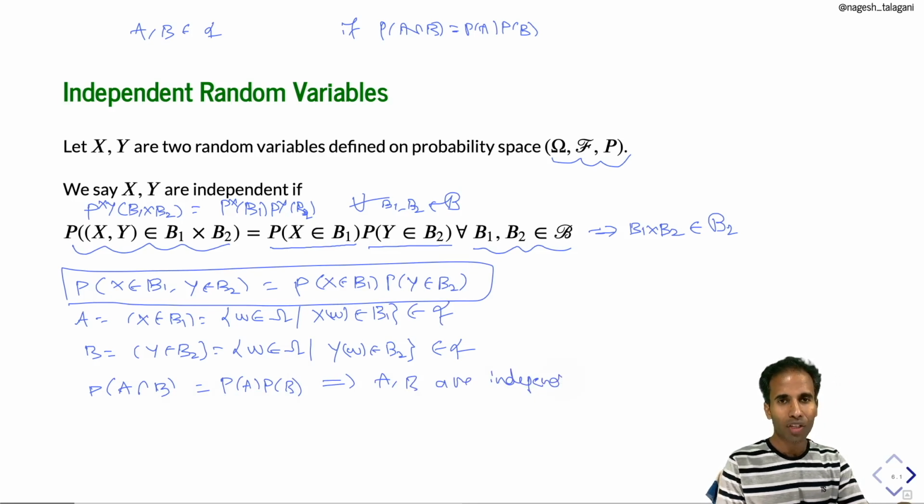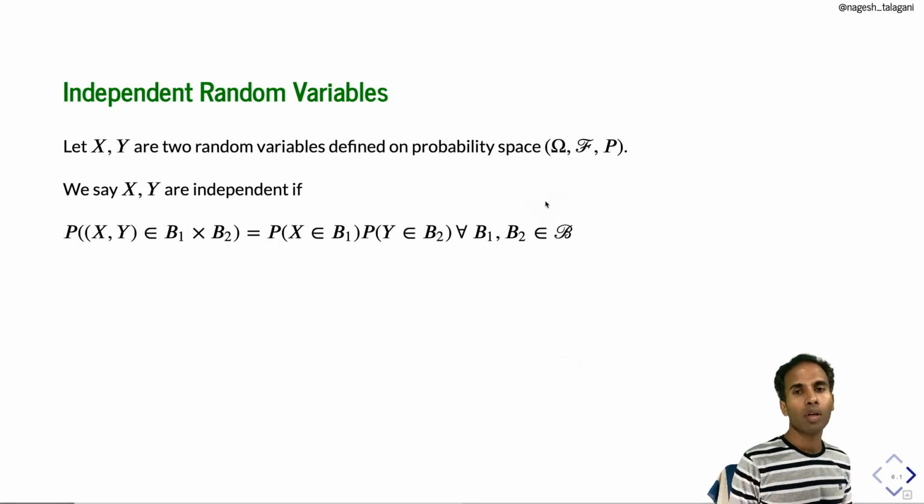Okay, what this definition says intuitively: events that are described by X should be independent of events that are described by Y. That's when we say X and Y are independent. If this definition holds, we can guarantee that events that are described by X are independent of events that are described by Y. So this is the meaning of the given definition, that is, joint probability distribution is the product of the marginal probability distributions.